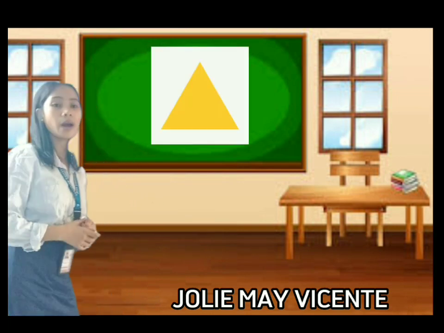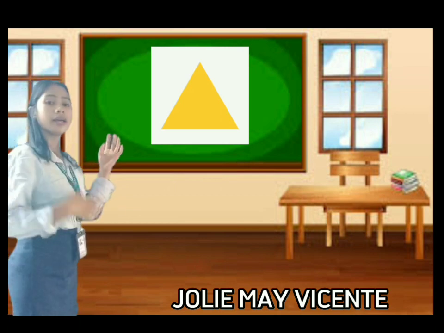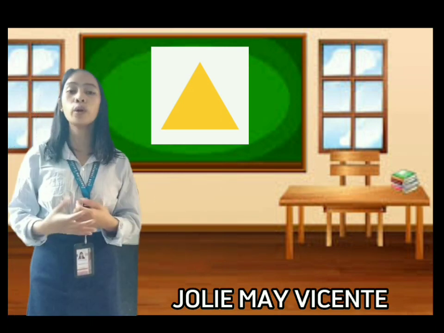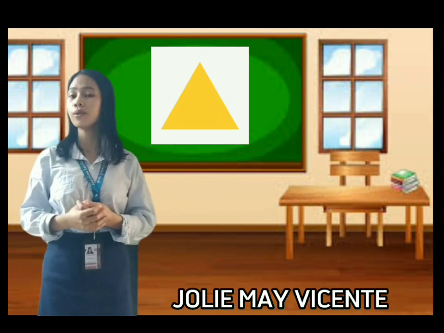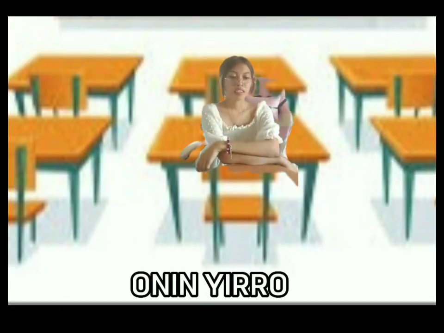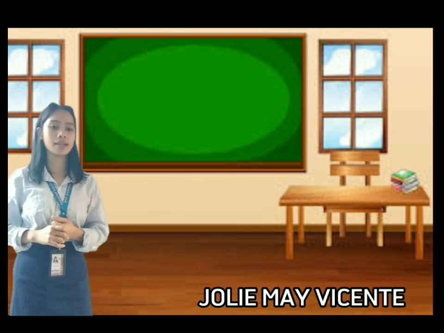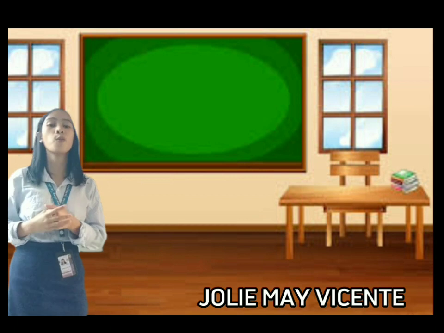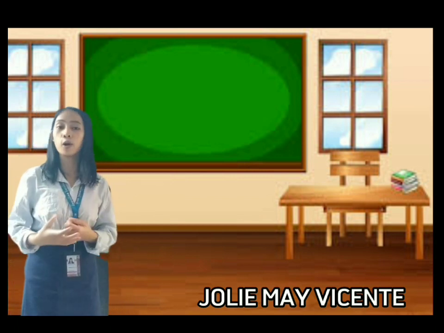For example, I will put a triangle on this board. Then I'm going to translate this triangle to a new location. So, tell me, what type of transformation did I just do? A translation. Wow! You got the correct answer, class. Translation means to slide a shape from one location to another without changing its shape or size.